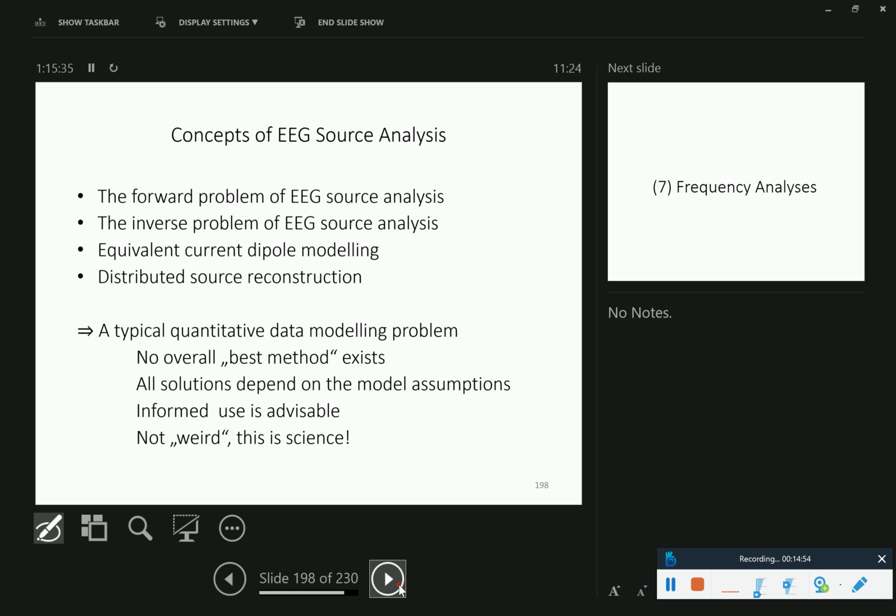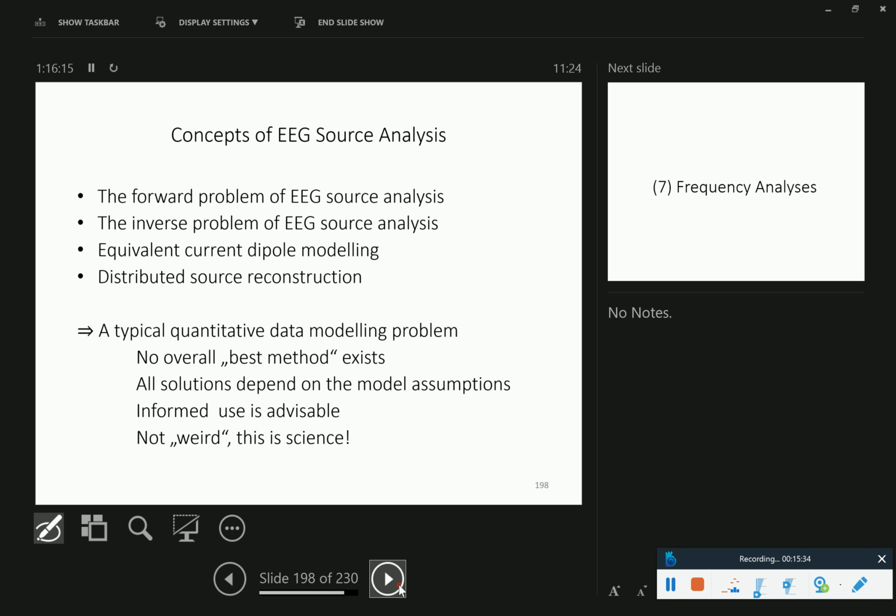So if you have very small activity in your consciousness area that you cannot clearly dissociate from noise, and it's highly dependent on whether you use Loretta or some other source reconstruction model, then maybe don't believe it that much. If you have visually evoked potential activity and you see it using Loretta and other methods or dipole methods in visual cortex, then maybe believe it a little bit more.